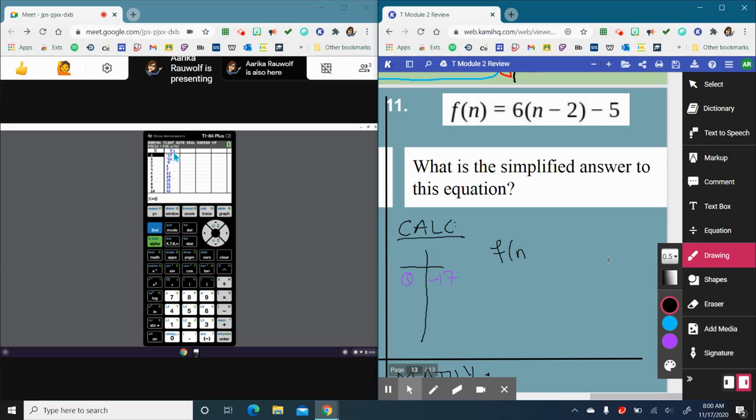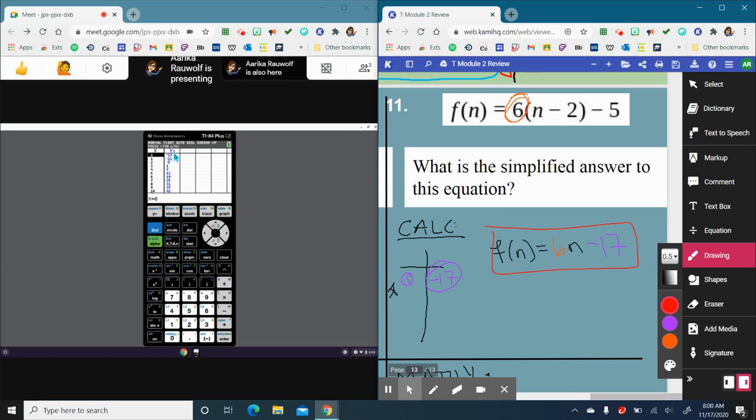f of n is equal to, we can now write our simplified equation. Copy this number 6. So we have 6, just an n because our table starts at a 0. Then we write the partner in crime of that 0, which is a -17. And this is my final answer.